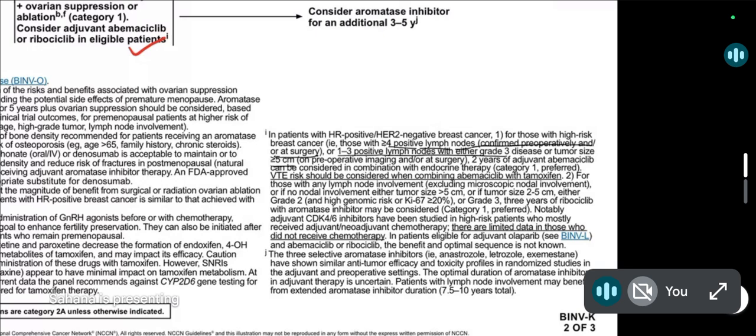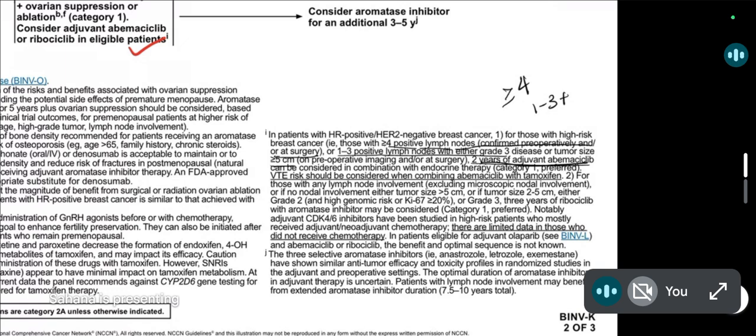And high risk here is similar to the indications we had for adjuvant RT. More than or equal to 4 nodes, or 1 to 3 nodes with other things like grade 3, tumor size more than 5 centimeter, you will give 2 years of adjuvant abemaciclib.